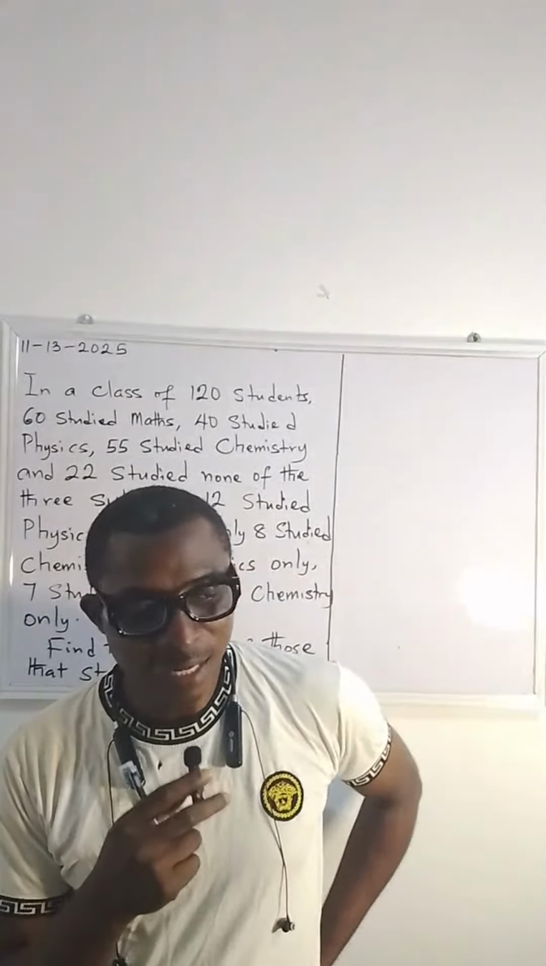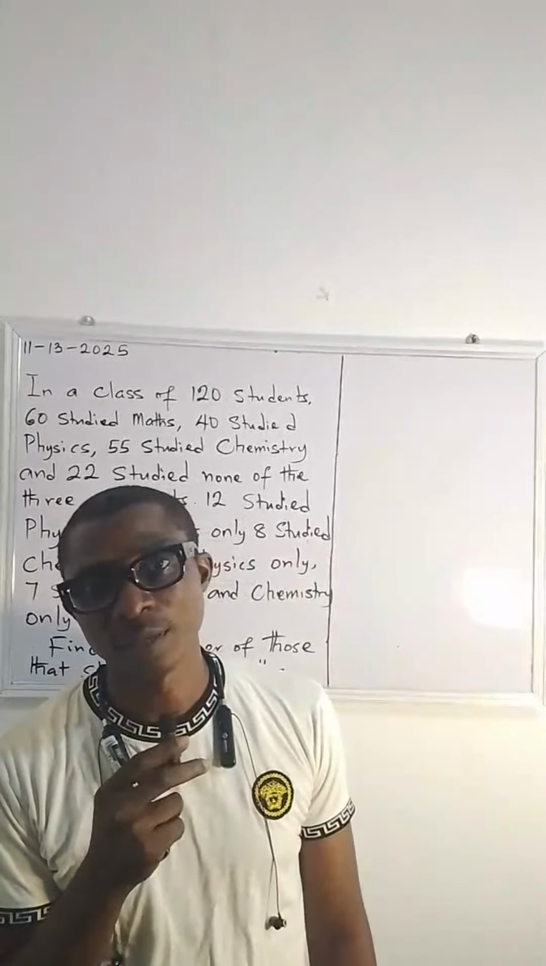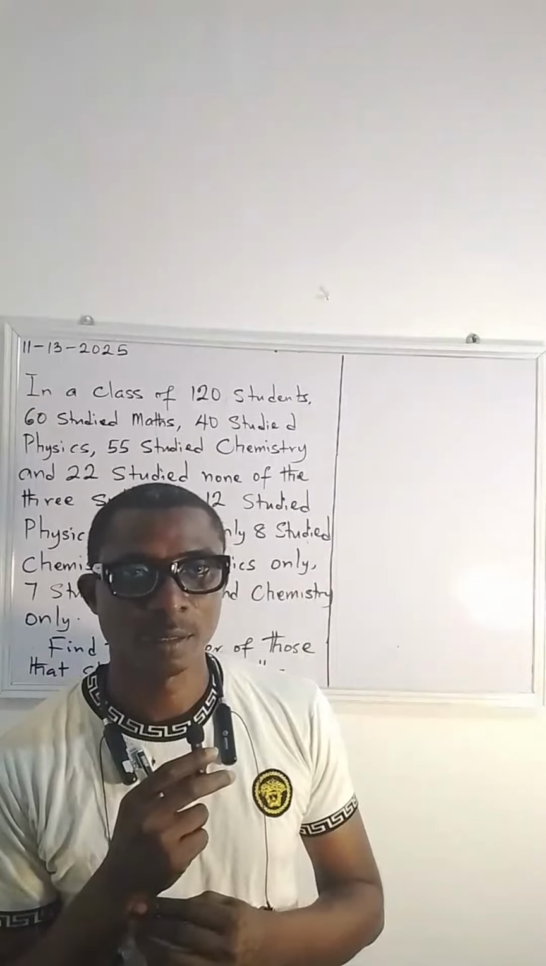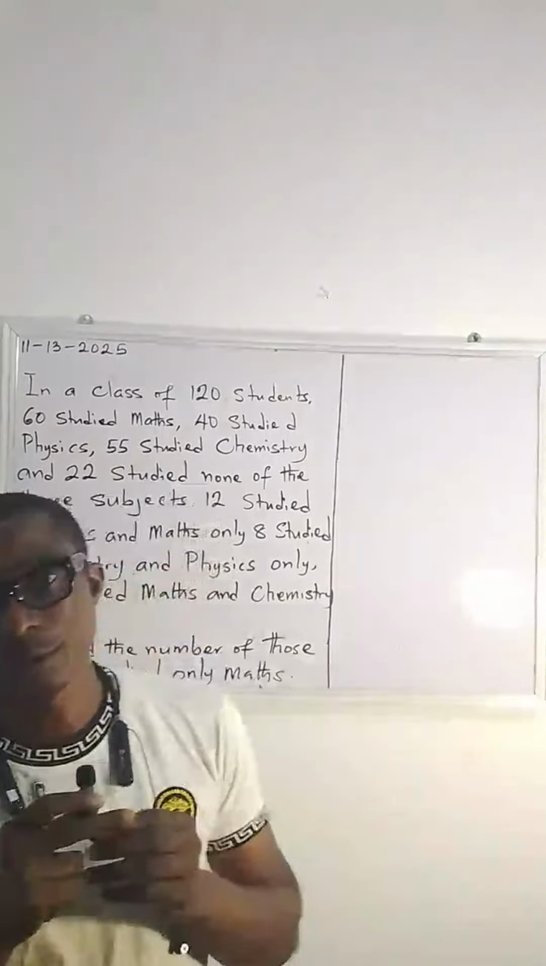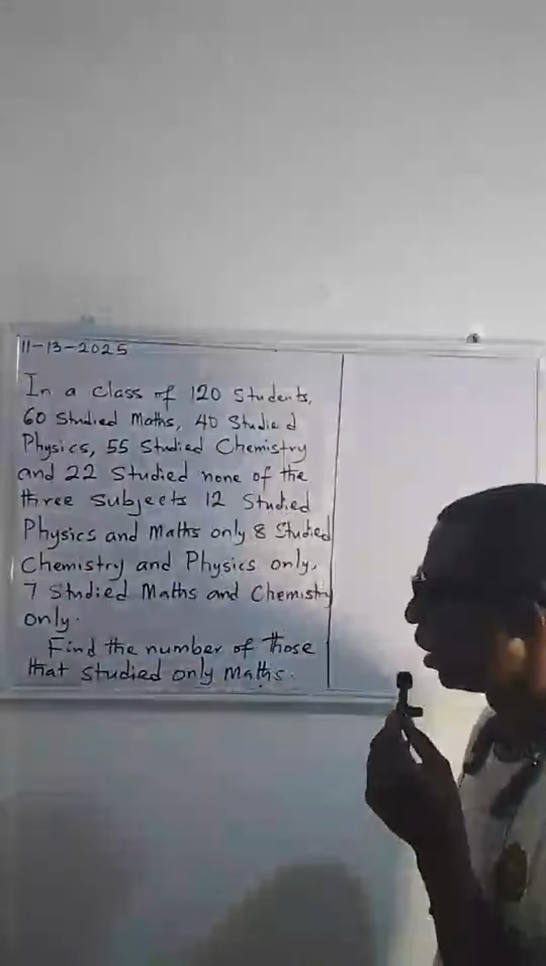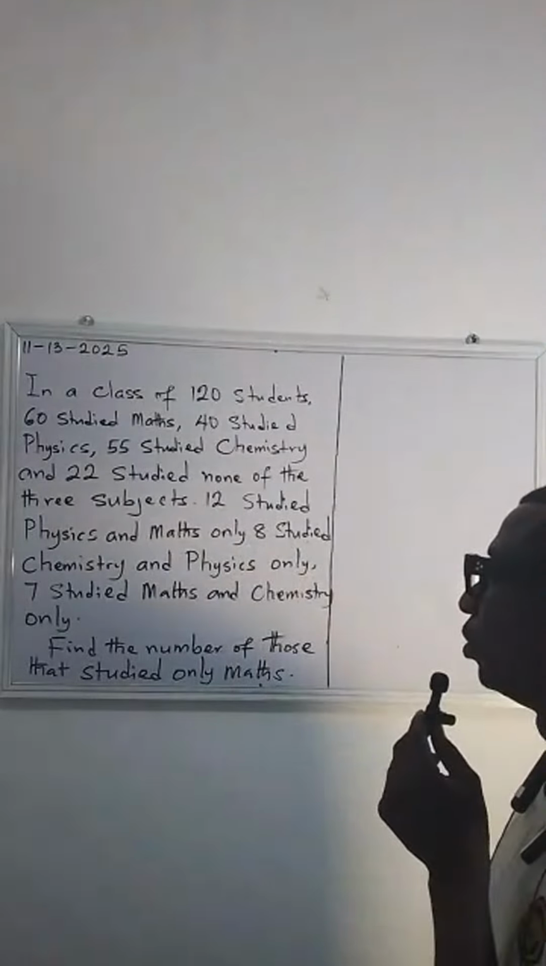The last time we looked at some questions under set theory. We looked at application of Venn diagram to two subsets. All right. So today we are going to be looking at application of Venn diagram to three subsets. Okay. So now the question we have is a WAEC question, and we are going to go through the question and see how you are expected to solve this problem.